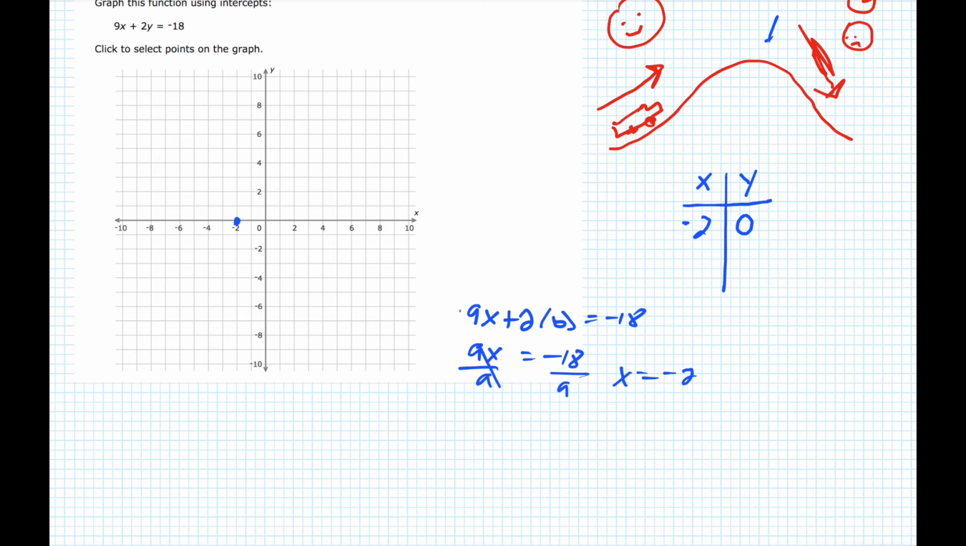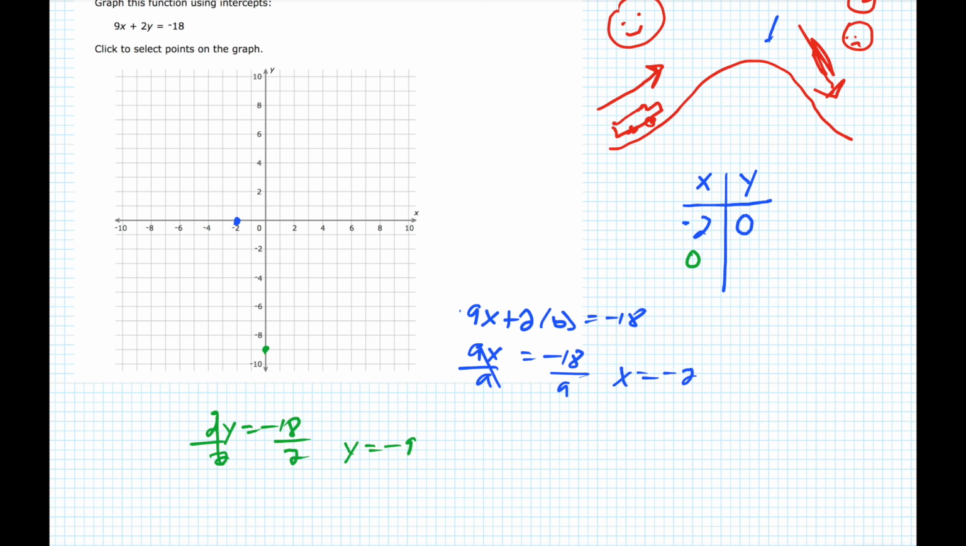Now we're going to find the y-intercept. To find the y-intercept, what do we do? Yes, so you make x 0. So 2y equals negative 18, divide by 2, divide by 2, y equals negative 9. So you go down to negative 9 right here.